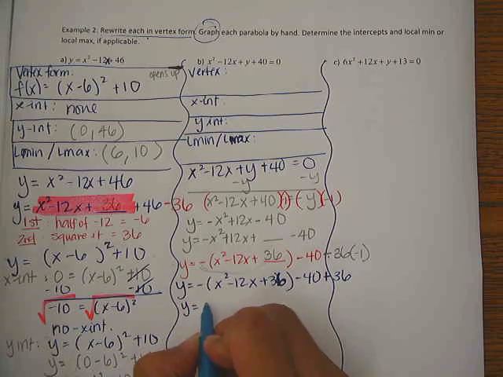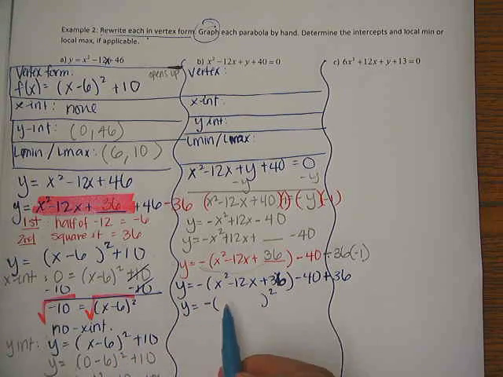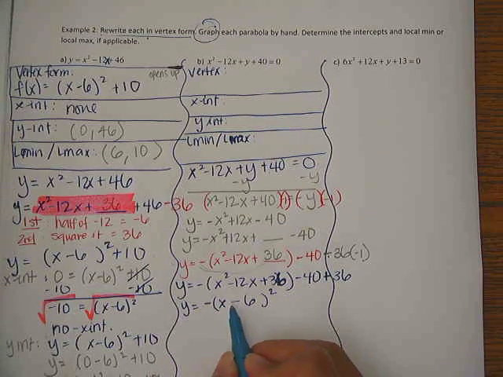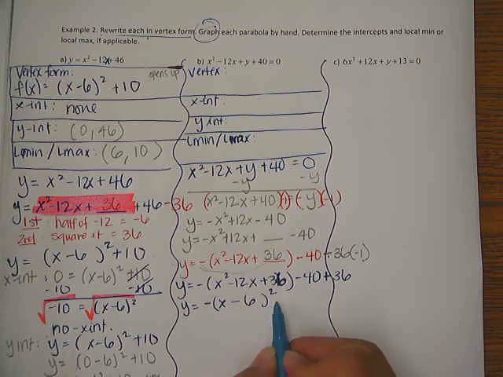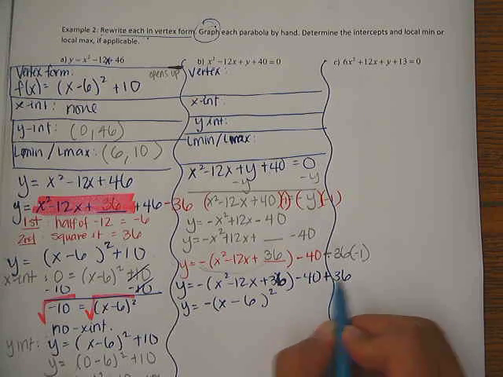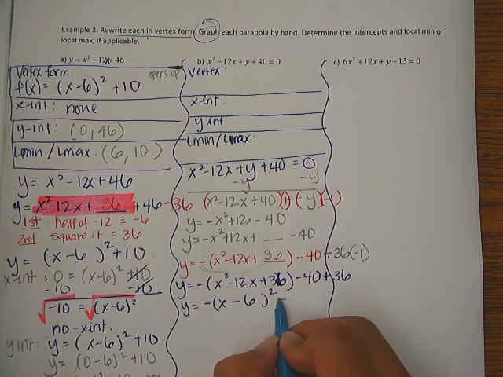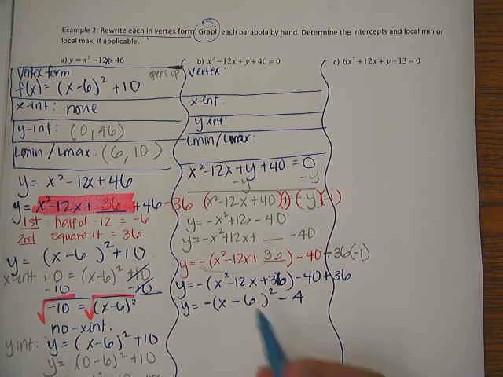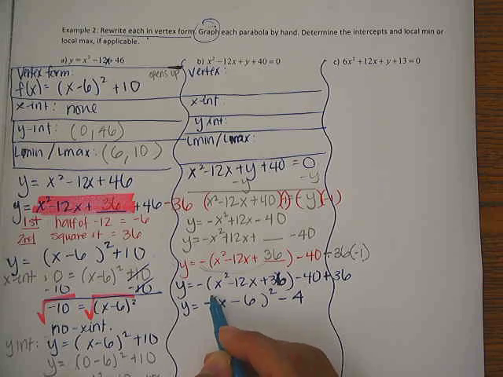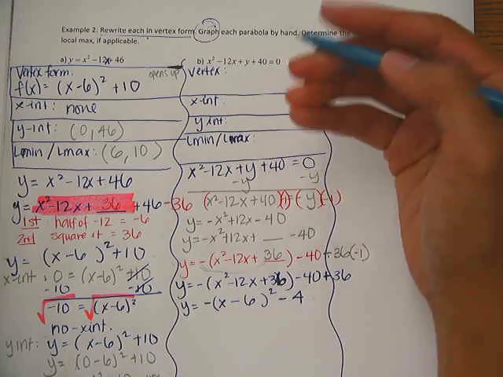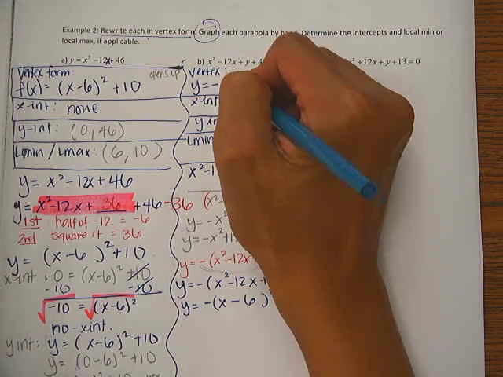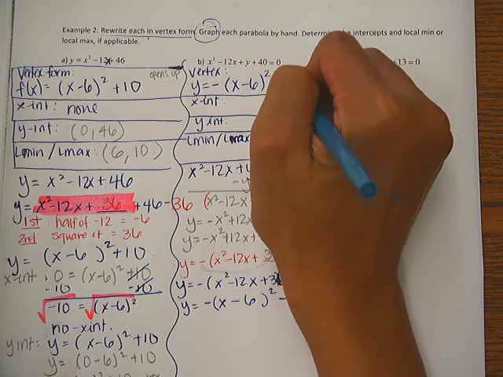So y equals, negative is in the front. Let's factor this out. It's something square. So x minus 6 twice, or better, we write this x minus 6 squared. Combine these, negative 40 and a positive 36 is, I'll wait for you, a negative 4. Okay? And this is my vertex form. So that goes on the top. So y equals negative, must be in the front, x minus 6 squared minus 4.